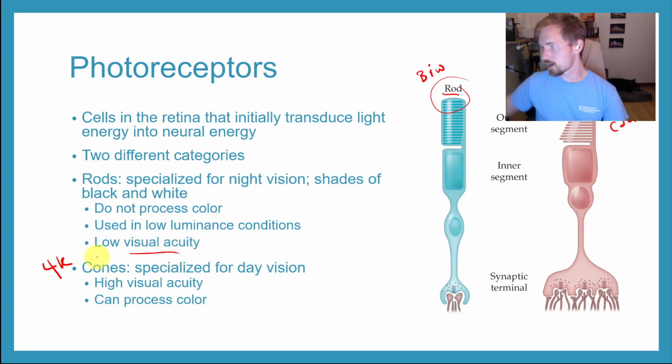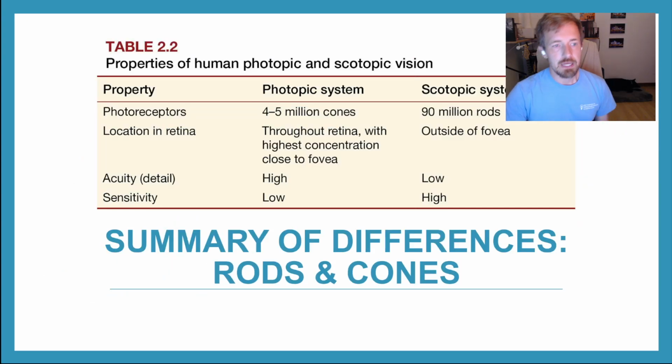Cones can process color. We'll talk more about that in chapter 5 though. Here's a table you can also find in your book that just walks through this. The only thing I want to highlight here is that the book will also talk about the cones as coming from the photopic system and the rods as belonging to the scotopic system. So photopic system is kind of like saying your color vision. Scotopic system is kind of like saying the black and white peripheral vision that we have.